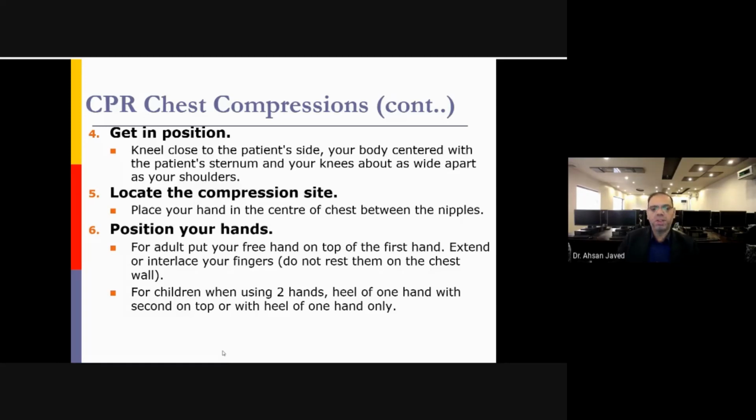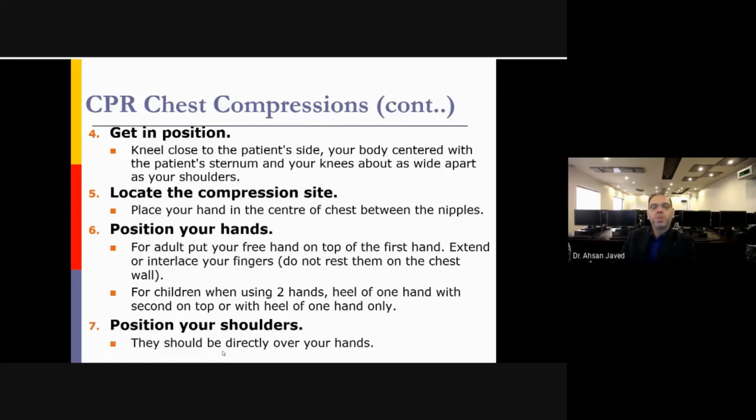Position your hand. For adult patients, put your free hand on top of the first hand and interlace your fingers. Do not rest them on the chest wall. So you have to interlace the fingers. And for children or infants who have a rather small chest, you can use only two to three fingers to give the chest compressions.